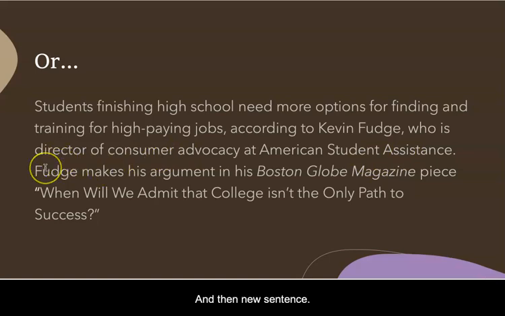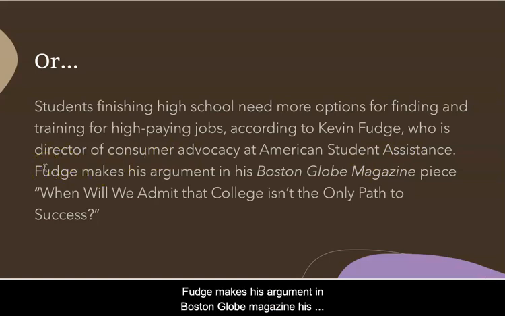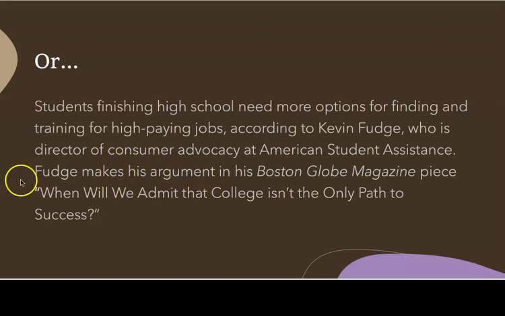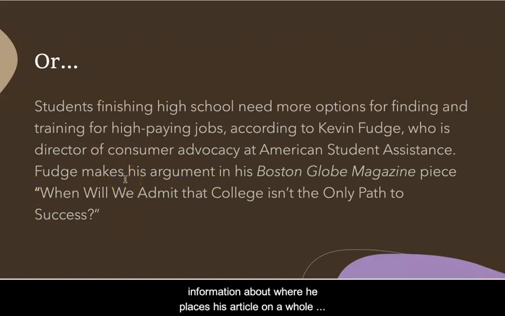And then a new sentence. Fudge makes his argument in his Boston Globe magazine piece, "When Will We Admit That College Isn't the Only Path to Success?" So I can put the information about where he placed his article in a whole different sentence. Don't be afraid to break up these sentences as you're introducing different people, different sources.